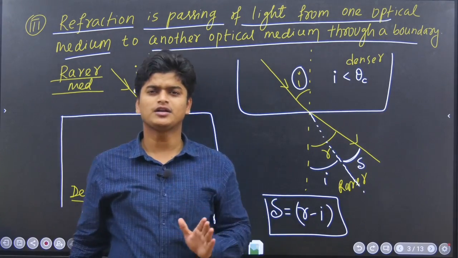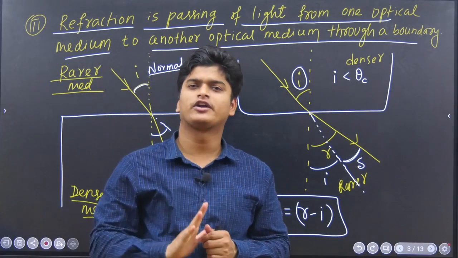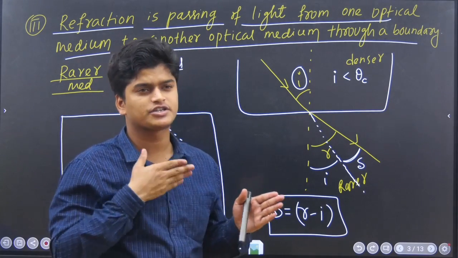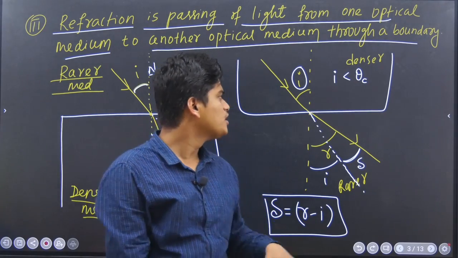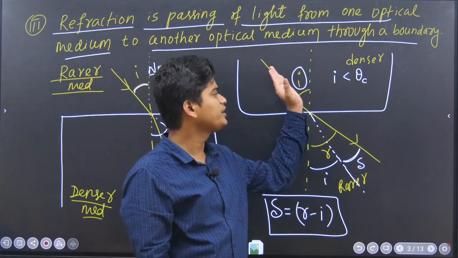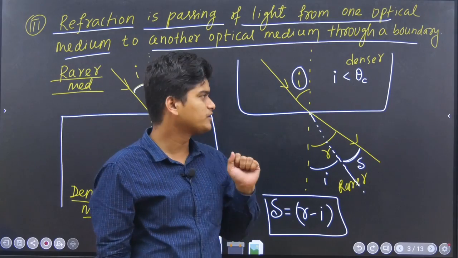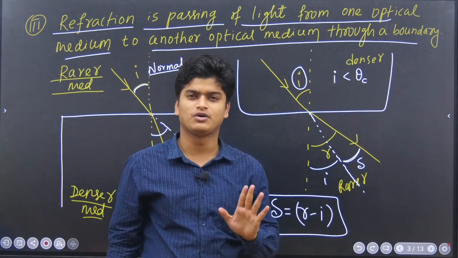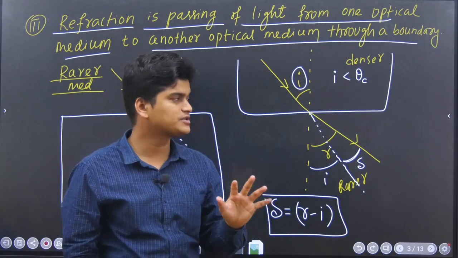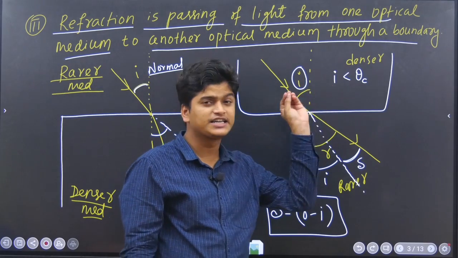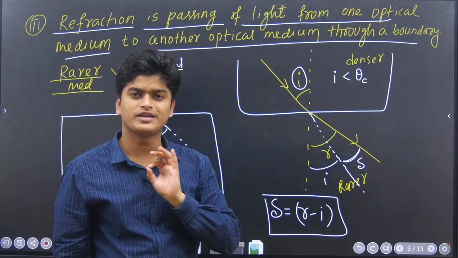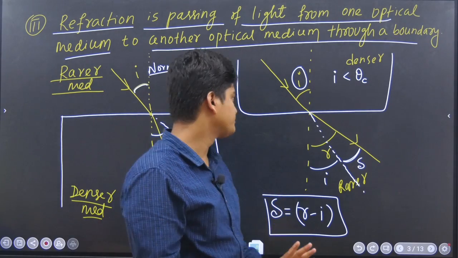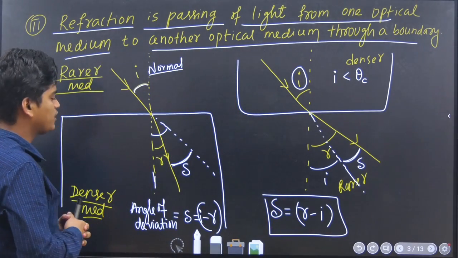So remember, for refraction there are certain conditions. We cannot say light just coming from one optical medium and going to another optical medium is refraction, not like that. There should be some condition on I. What condition on I? I should not be 0. If I is 0, there is no refraction, and I should be less than the critical angle when light is passing from denser to rarer. Otherwise refraction will not happen. So I hope you are understanding the basic idea.